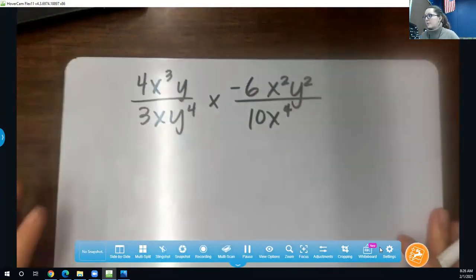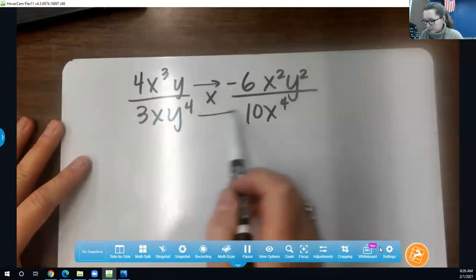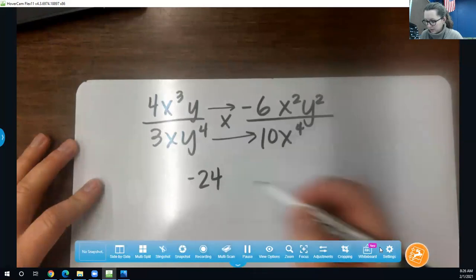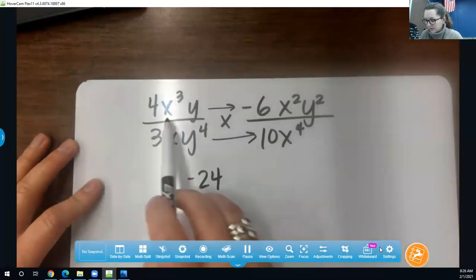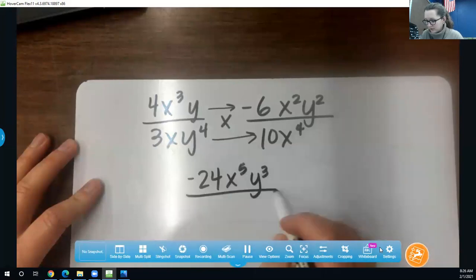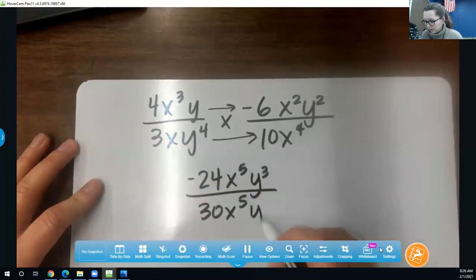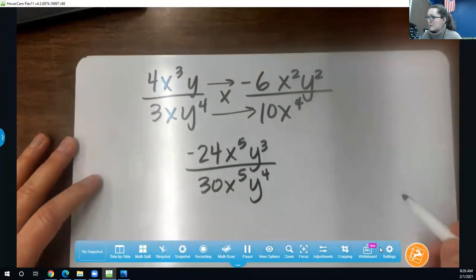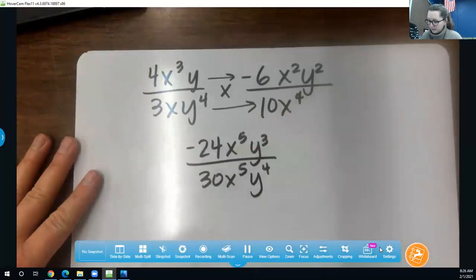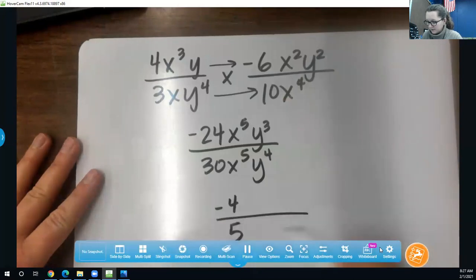All right, so our rule in multiplying is just straight across, right? So using my exponent rules, I can go ahead and multiply my numbers, or my coefficients, and then add my exponents. So I have x to the fifth, y to the third, divided by 30x to the fifth and y to the fourth. Next step after that is simplify. So can I reduce my fraction here, 24 over 30? I can reduce it by 6. So I have a negative 4 and a 5 in the denominator.